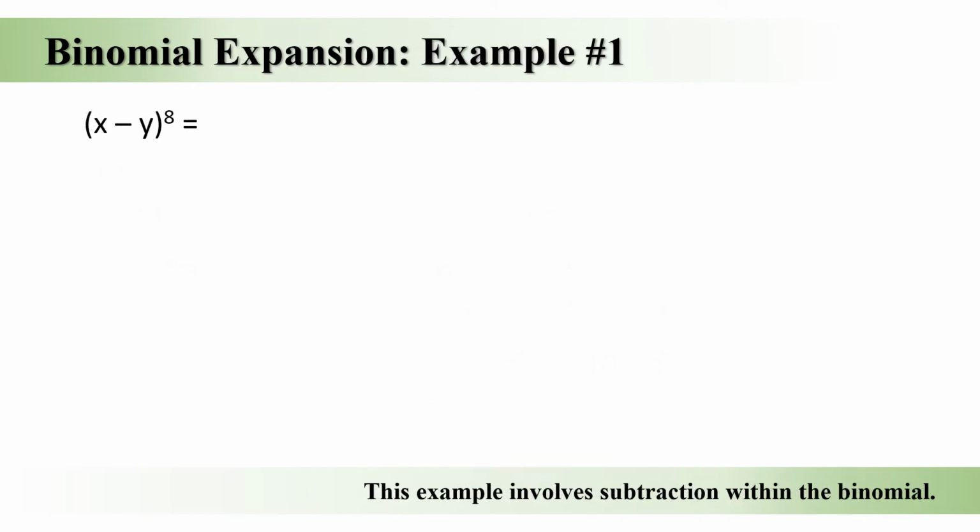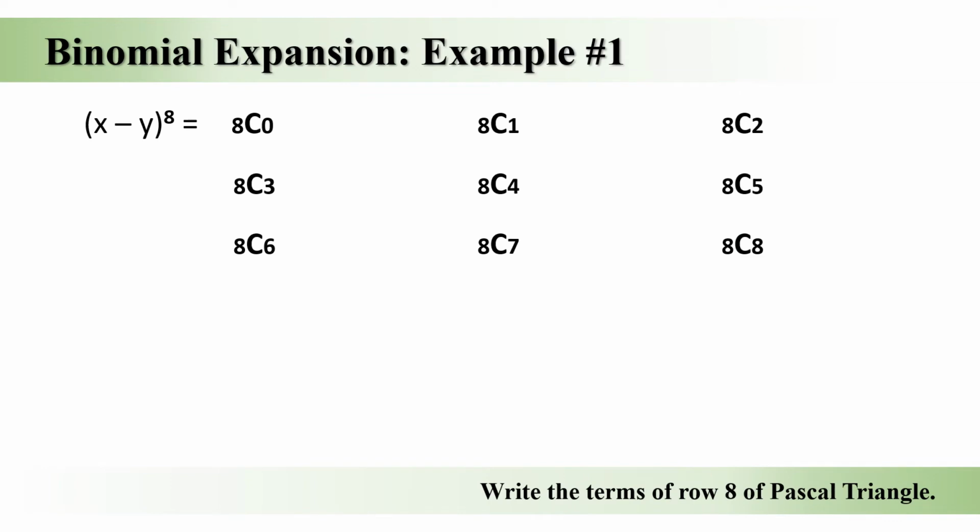Let's demonstrate how the binomial theorem can expand the following expression, the quantity x minus y, all raised to the 8th. Now this example was chosen because it involves subtraction within the binomial. What you need to do is figure out what row 8 of Pascal's triangle is, and that would be 8C0, 8C1, 8C2, all the way up to 8C8.